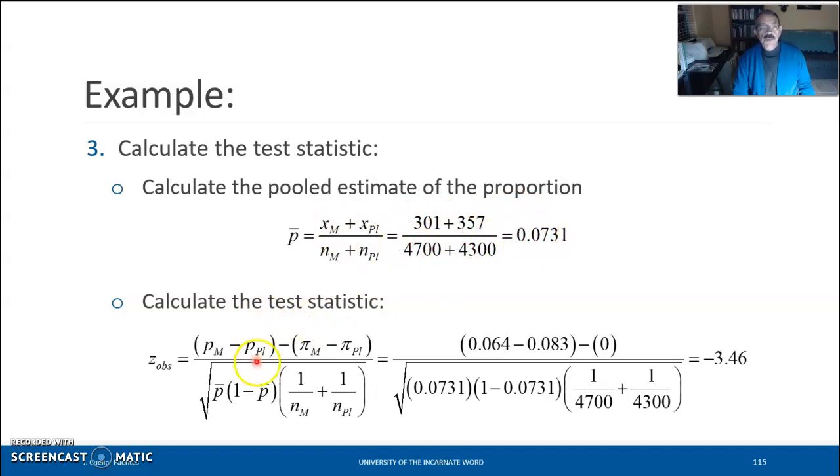Then once we have this, we calculate the test statistic, and the difference in proportions is from those point estimates that we calculated. These are these two numbers. And under the null hypothesis, we're assuming that this difference is equal to 0. Then using the pooled estimate of the proportion, we put it in here, and then we take the inverse of the sample sizes. Again, if you carry out these calculations, you find that the Z observed is minus 3.46.